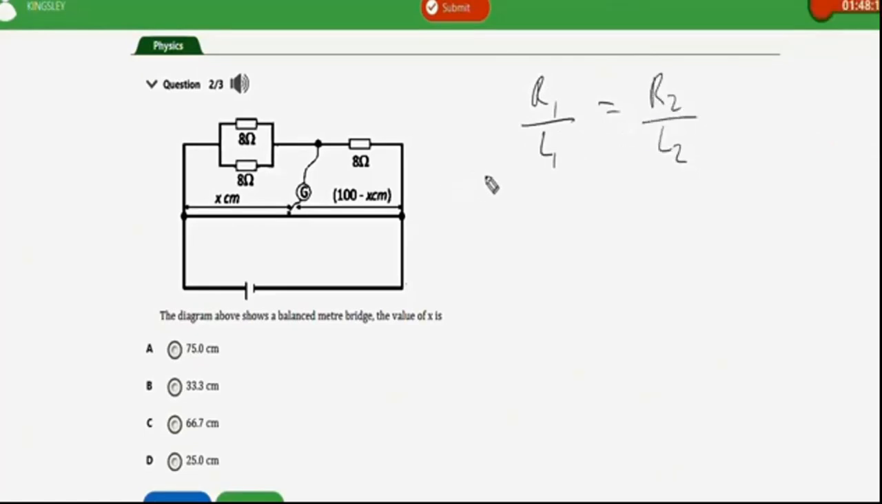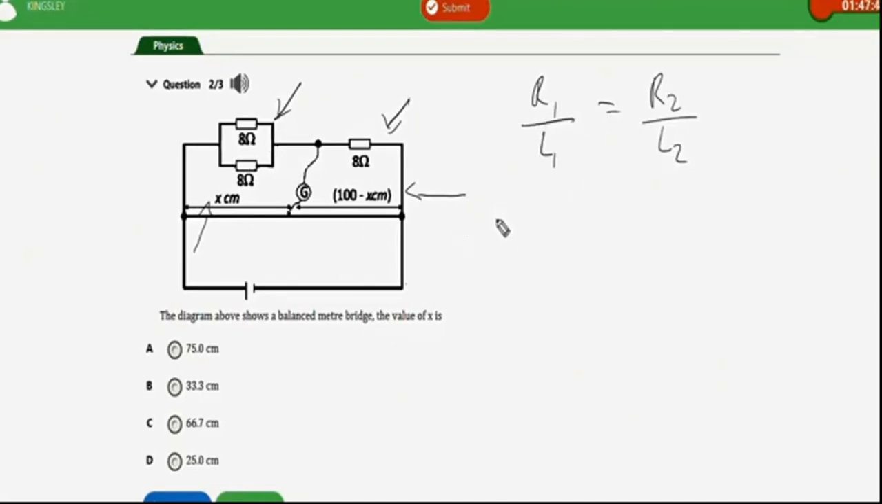So in this question, our R1, that's the initial resistor, is everything here. These are the second resistor R2, these are the second length. So the initial length is unknown, so that's what we're looking for. The value of X is the L1. Now to get the R1, the resistors here are connected in parallel.